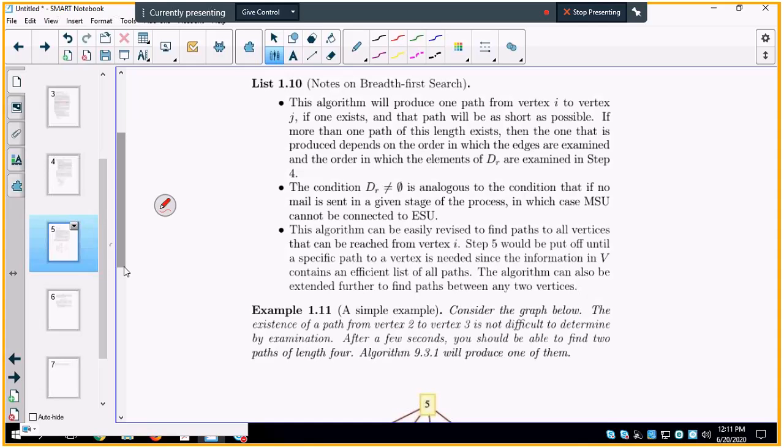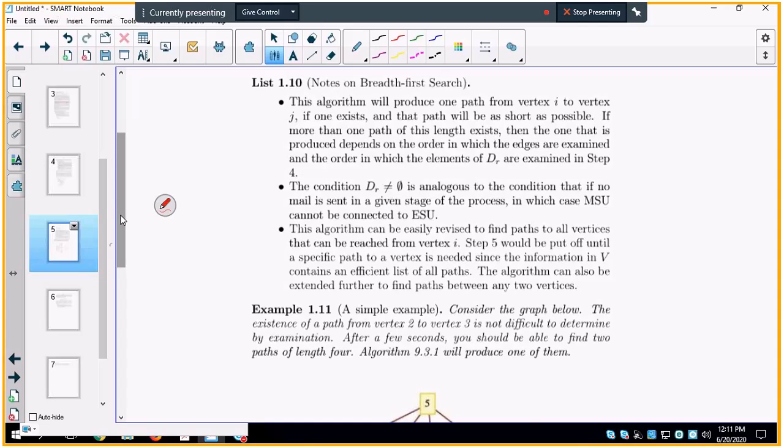That makes sense. So the condition that D sub r, and again you can go back and read the algorithm, turns up empty would be analogous to the condition that no mail is sent in a given stage of the process, so we conclude that there is no path. Also, this algorithm can easily be revised to find paths to all vertices that can be reached from vertex i. In particular, we were looking for a specific path to a specific vertex, but you could easily edit this for your purposes.